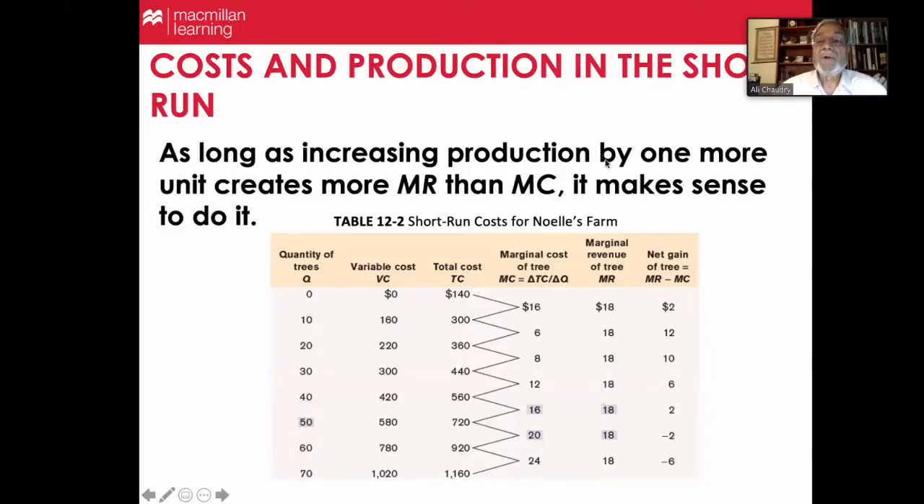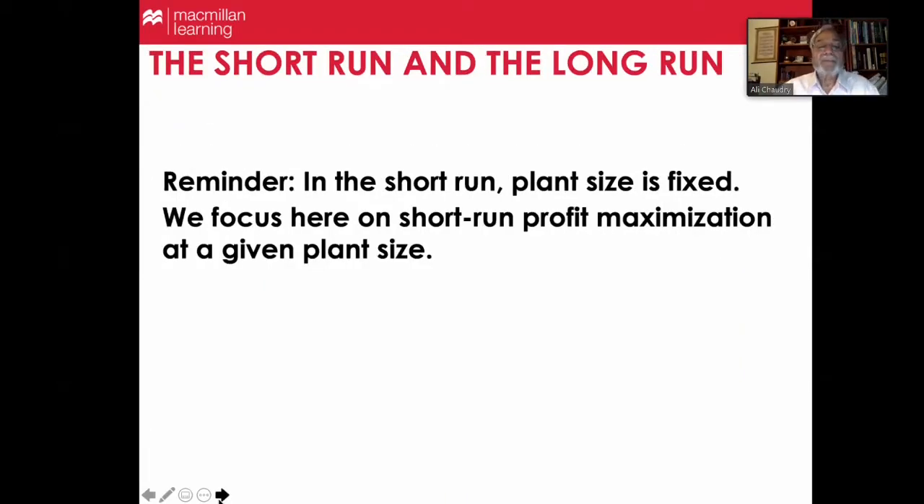Okay, so now let's go to the next one. Now we want to make a distinction between the short and the long run. We say that in the short run, the plant size is fixed. You know, how many trees they can sell, they have so much space, they cannot increase it right away. We have to look at the conditions that they have to face. So we focus on short run profit maximizing, and the plant is fixed. They cannot change the size of their plant.